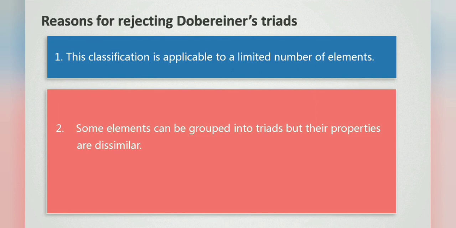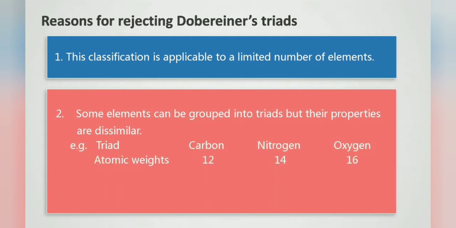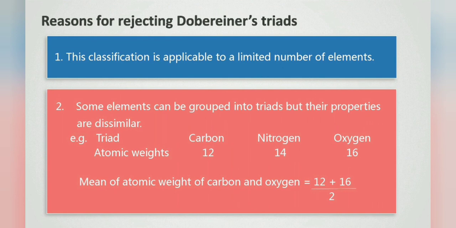For example, consider a triad of carbon, nitrogen and oxygen. Carbon's atomic mass is 12 and oxygen's atomic mass is 16. The arithmetic mean of atomic masses of these two elements is equal to 14, which is the atomic mass of nitrogen. But these elements are chemically dissimilar. This violates Dobereiner's law of triads.